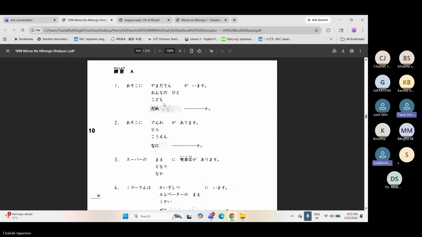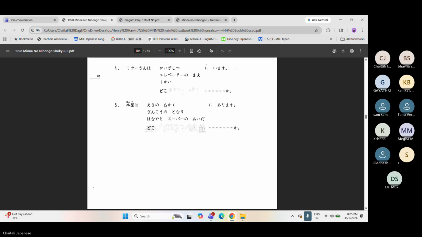Ma'am, what's Donari? Tonari is near. Near. And Supa, sorry. Hanaya to Supa no aida is between, right? Aida is between. Okay. In between. Got it, ma'am. Clear, everybody?